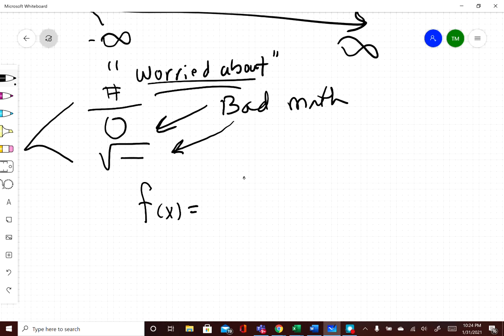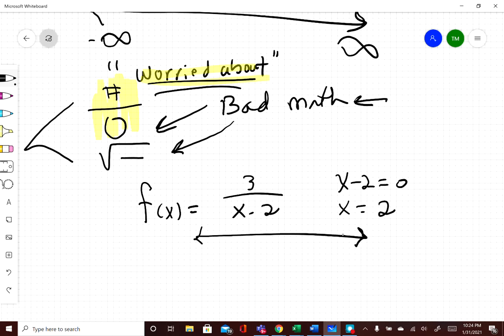So let's say we had the function 3 over x minus 2. So I'll go back to our question, what are we worried about? Well, what we're worried about in this case is getting a 0 in the denominator. We don't want that to happen. So the best way to prevent that from happening is to find out what would make it happen and exclude that number. So we're going to take the denominator and set it equal to 0. And when we do that, we find out that x is equal to 2 causes us to have bad math, and we don't want that. So we're going to exclude that from our domain.